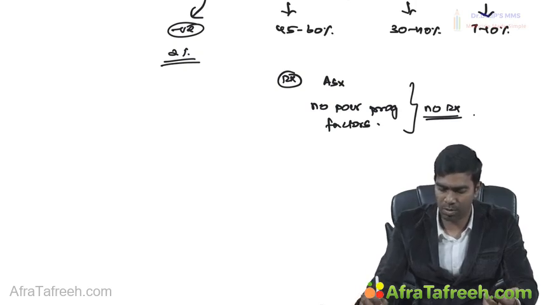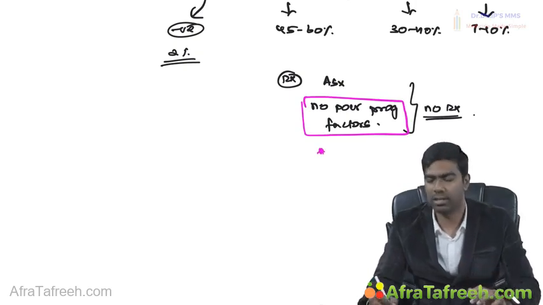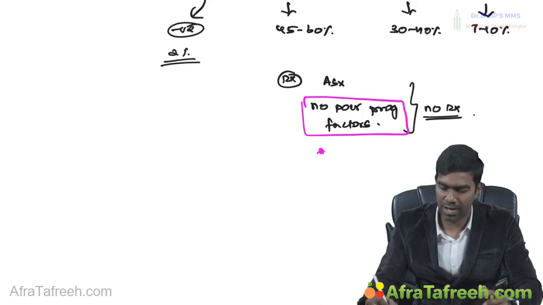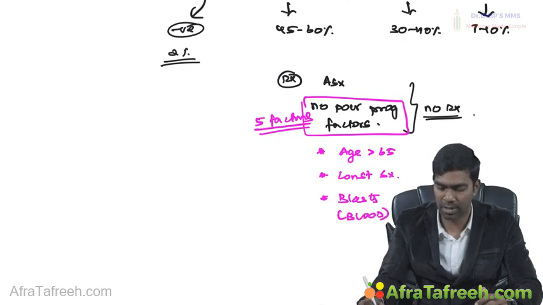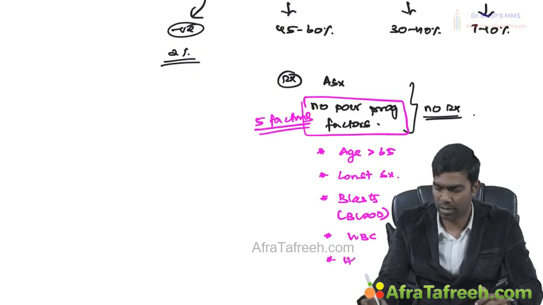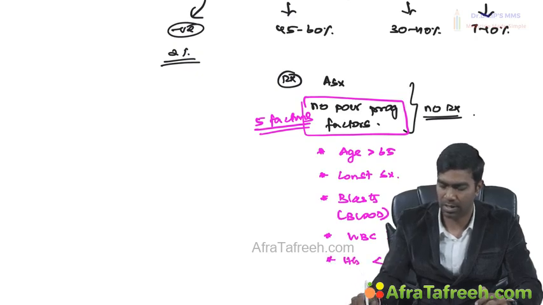But the moment I say poor prognostic factors, you have to know what they are. Poor prognostic factors in primary myelofibrosis include 5 important factors, used in the scoring system for primary myelofibrosis. One is age more than 65, elderly. Second, constitutional symptoms like fever, weight loss, night sweat. Third, blood blasts, not bone marrow blasts, more than 1%. Then WBC count more than 25,000, or hemoglobin less than 10 grams per deciliter.